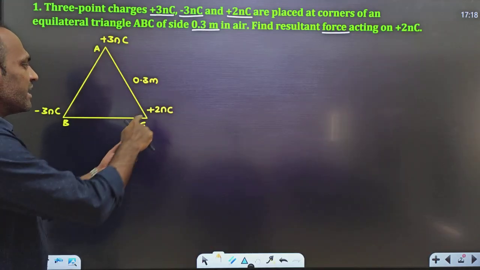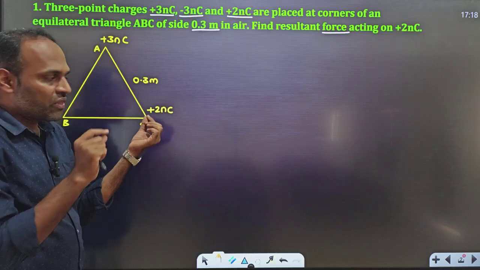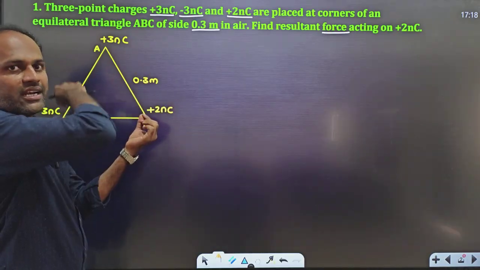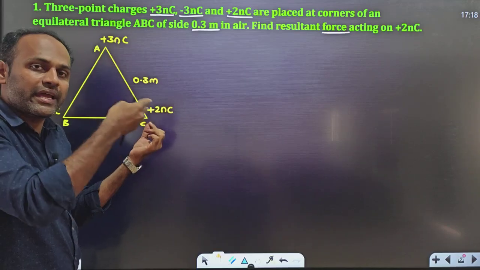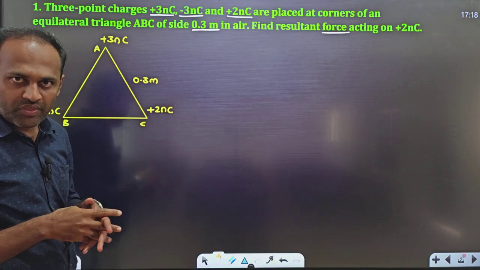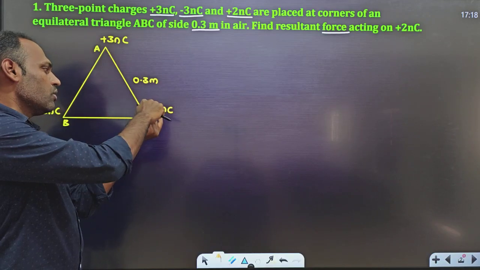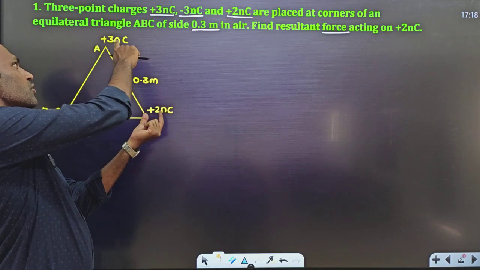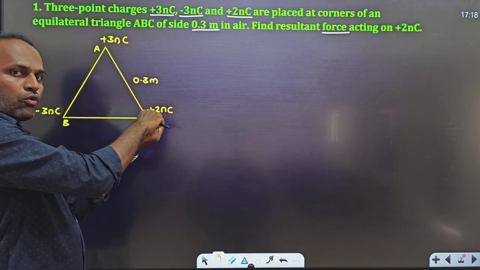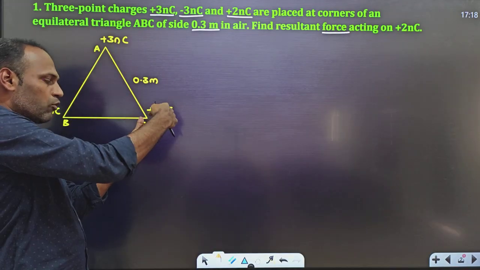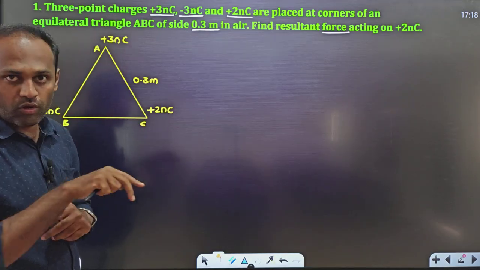See, on any charge, as many individual forces act on it as there are charges in its surrounding. For example, here we want force on plus 2 nanocoulomb. So in the surrounding of plus 2 nanocoulomb, there are 2 charges, plus 3 nanocoulomb and minus 3 nanocoulomb. So on plus 2 nanocoulomb, there will be a force due to plus 3 nanocoulomb. There will be a force due to minus 3 nanocoulomb. So 2 forces will be acting on it.